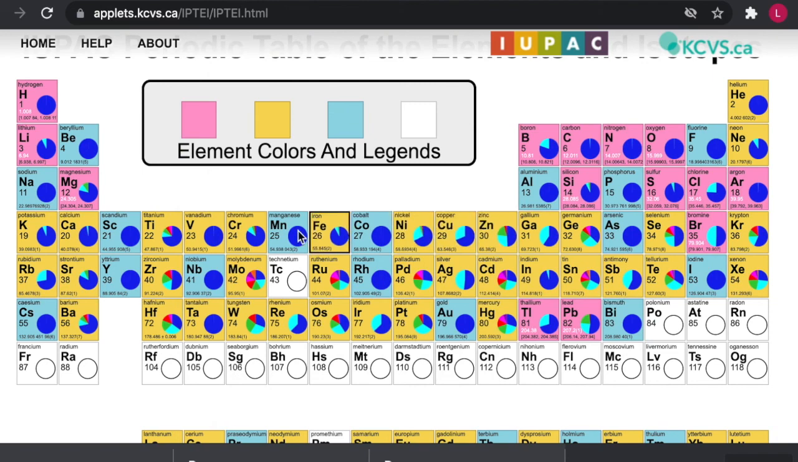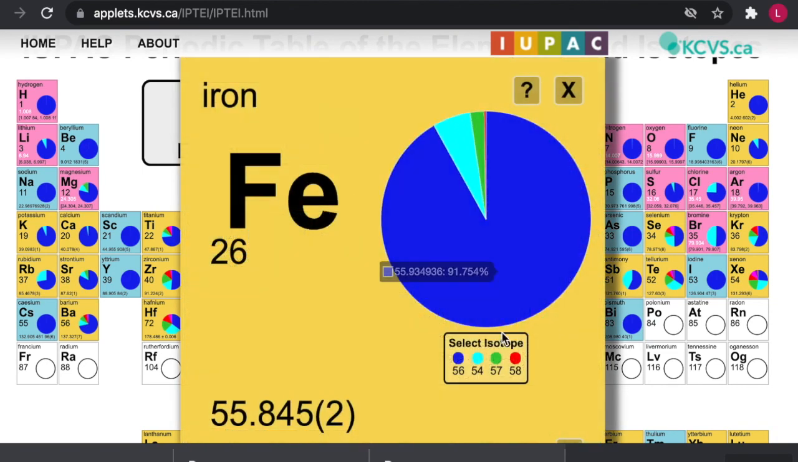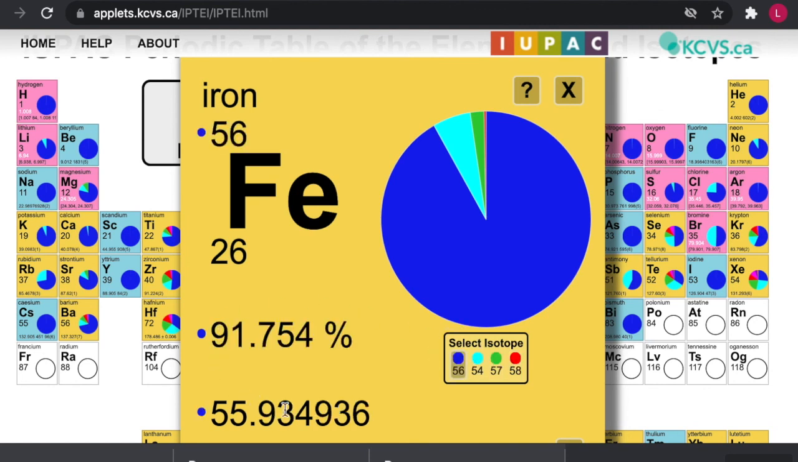And that is where I got the information for the problem on iron in the note packet. So knowing the mass of a certain isotope and the percentage of the certain isotope, we can calculate what the average atomic mass would be.